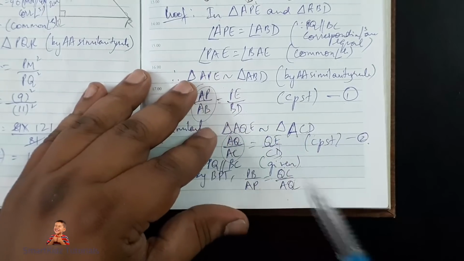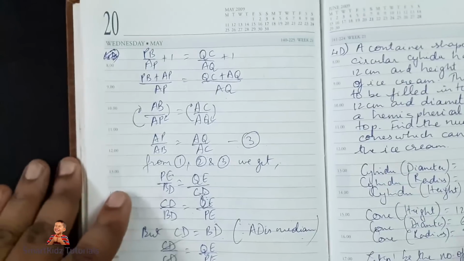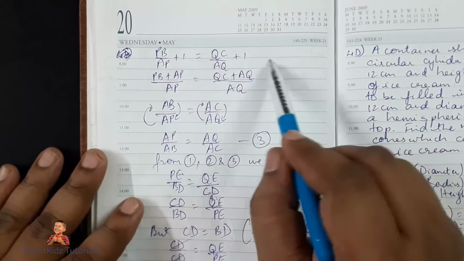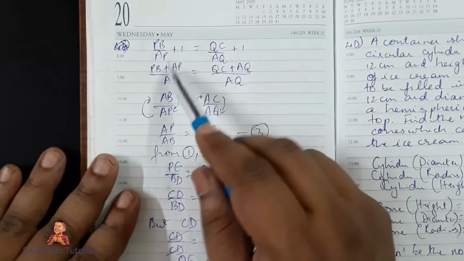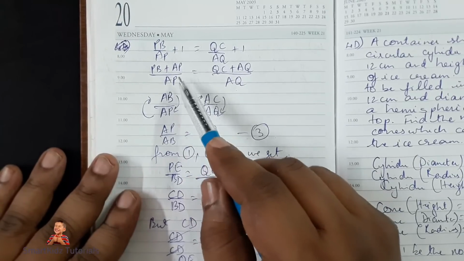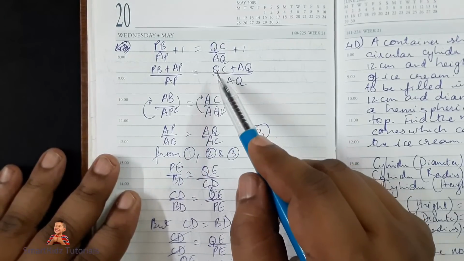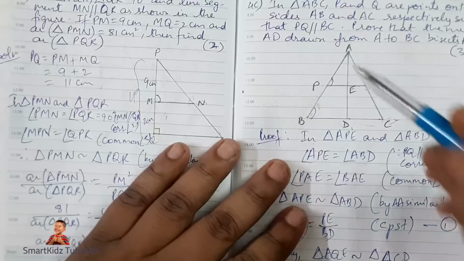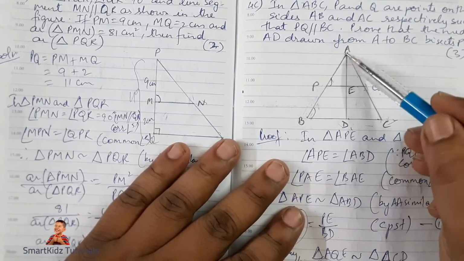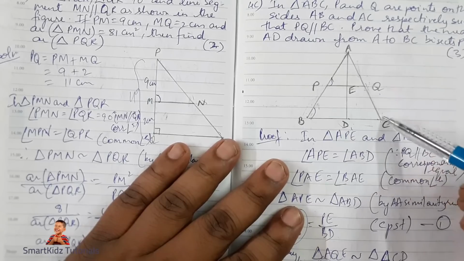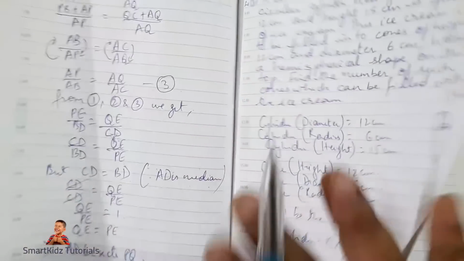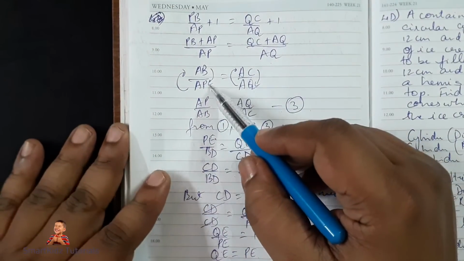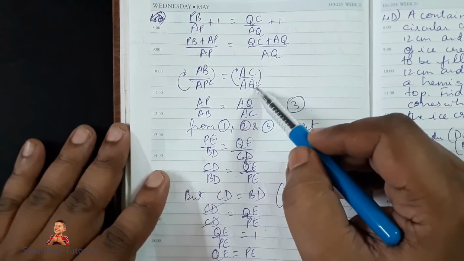Then we add 1 on both the sides, like this. When we add 1 on both the sides, we balance that 1, and we take the LCM, and we'll get PB upon AP plus 1, and this will be QC plus AQ upon AQ. PB plus AP is AB, and AQ plus QC is AC. So we get AB upon AP equal to AC upon AQ.